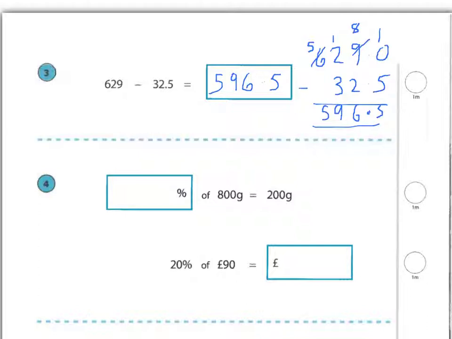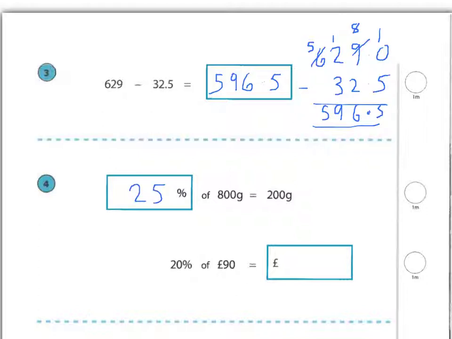Question 4. Something percent of 800 grams is 200 grams. Well, I know half of 800 is 400, and if I halve 400, that's 200 grams. In other words, I quartered 800, and a quarter is 25%.